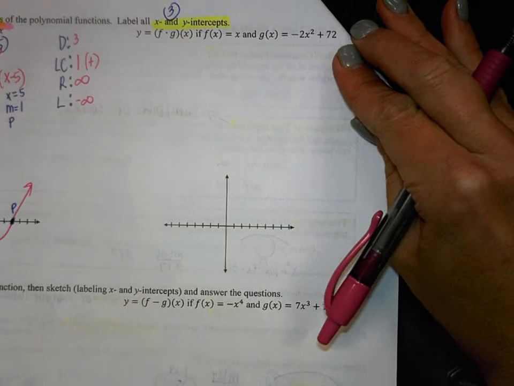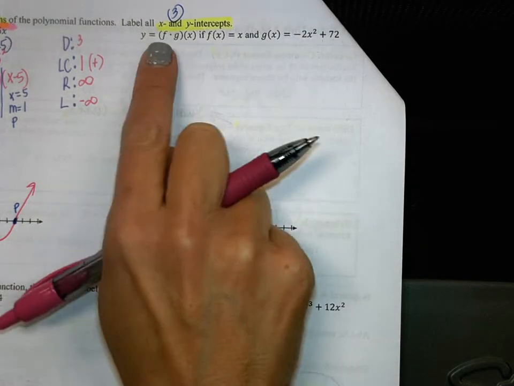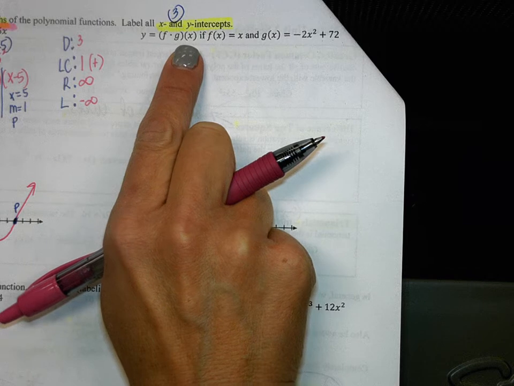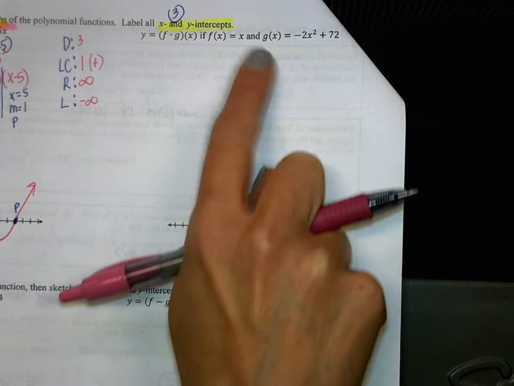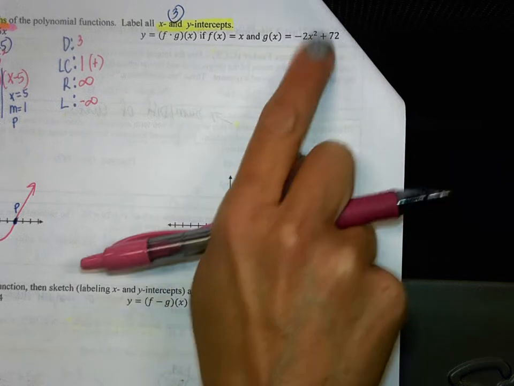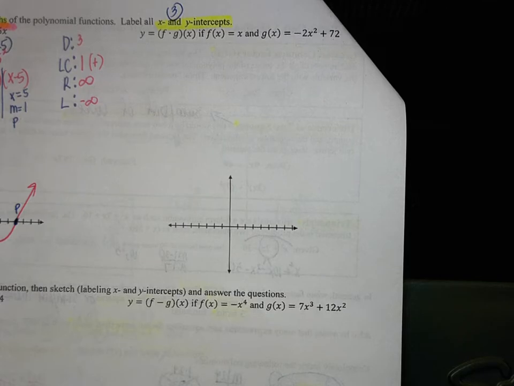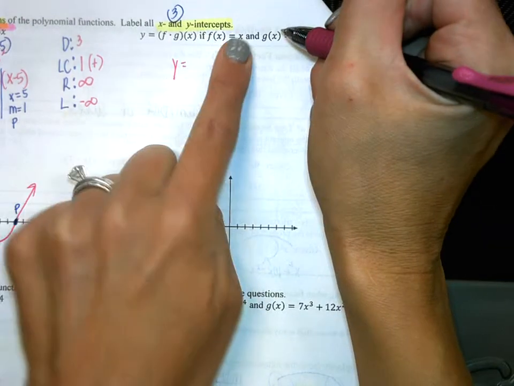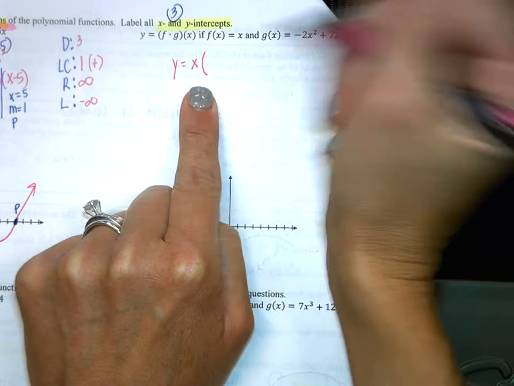Okay, next one. This one is a little bit different because it is a composition function. But all it is saying is that you're multiplying f times g together and that it's just of x. So that means that in the equations, as long as these already are x, you just leave them as x's, and we're just multiplying f and g together. That's it. Okay? So if we write this out, y equals, what is my f equation? X times, what is my g equation?